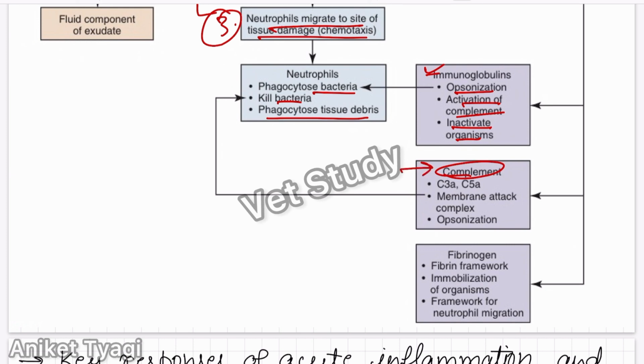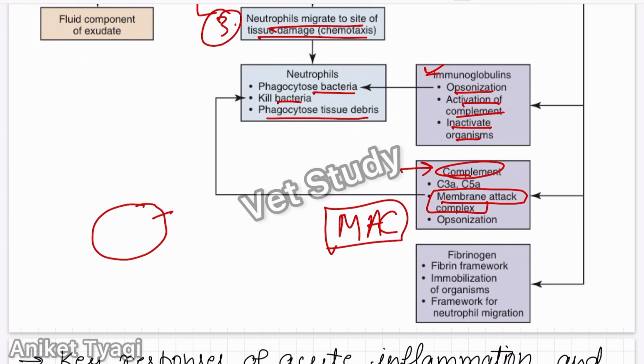So this is a very complex and very long mechanism. This complement system will activate, and there is formation of the membrane attack complex. This MAC is very important. This MAC will produce a pore. If this is a cell, the MAC will produce a pore in the cell, and there will be exocytosis in the cell. Due to this exocytosis, the cell will die. So this is the main function of the complement.